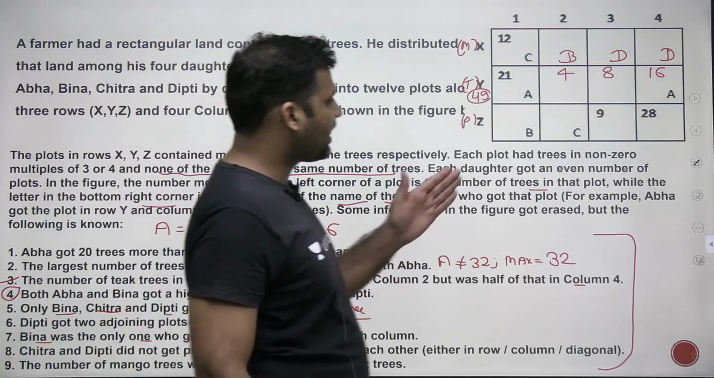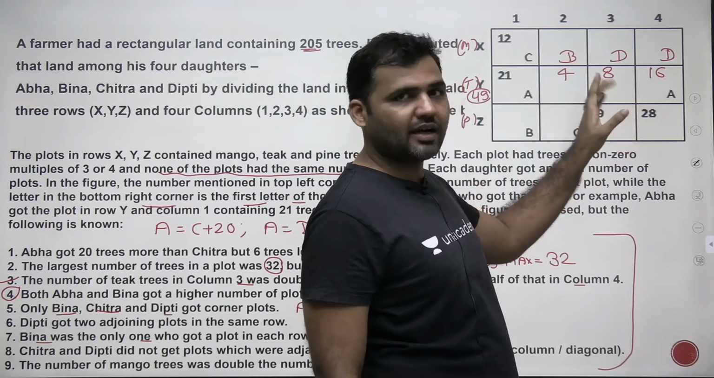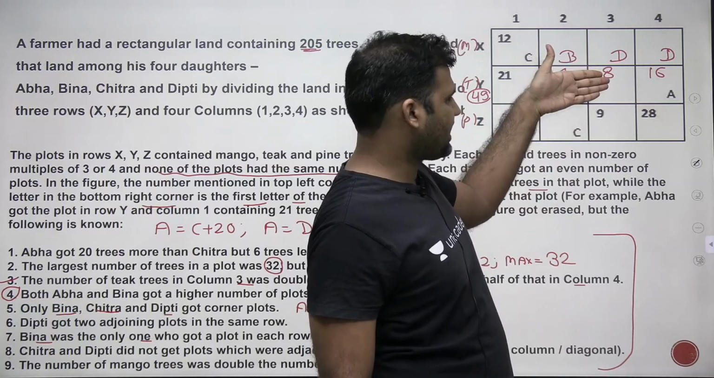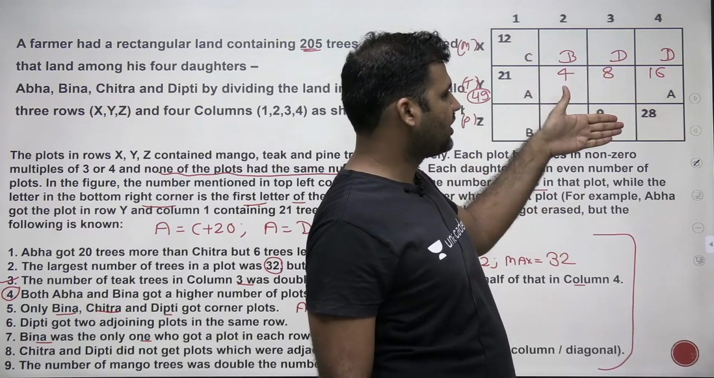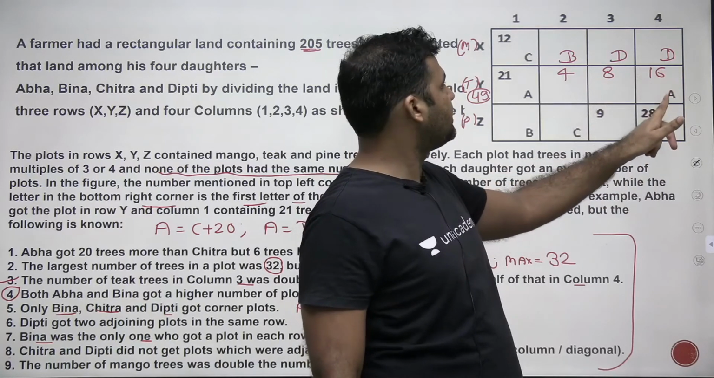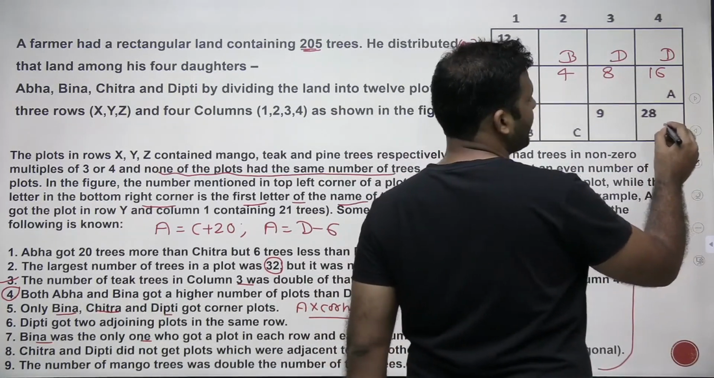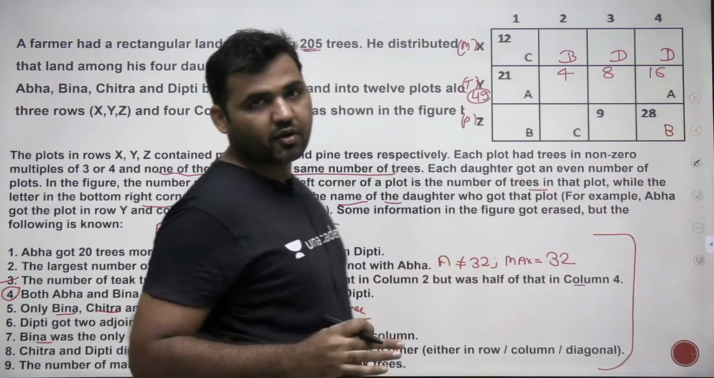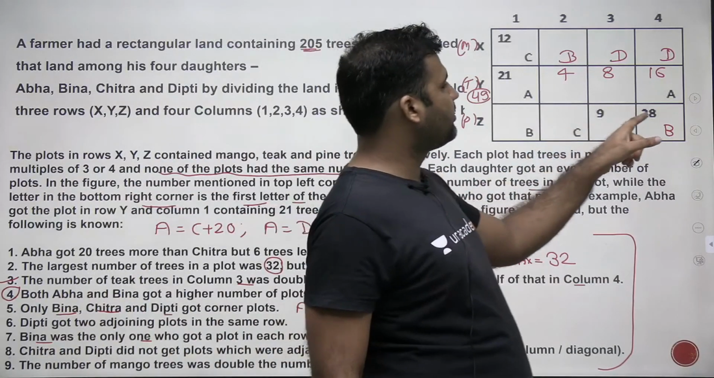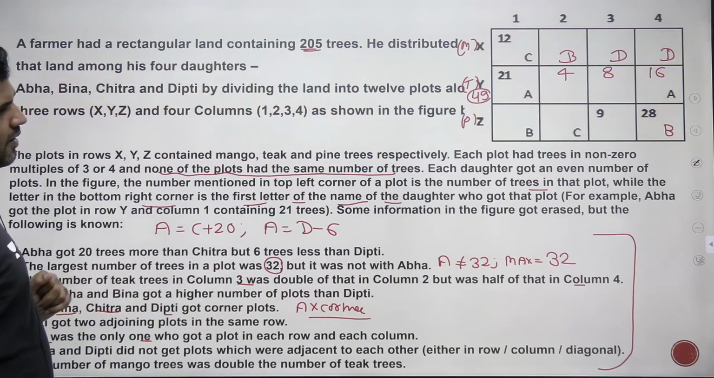And you also see that Bina is here, Bina is here. In this column, at this point of time, we don't know where Bina will be because Bina can be here or Bina can also be here. But I need Bina in this column also. This plot is already assigned to D, this is already assigned to A. So can I say Bina will definitely be coming over here because Bina is having a plot in each row and in each column? So this plot must belong to Bina, right? Okay. All right.